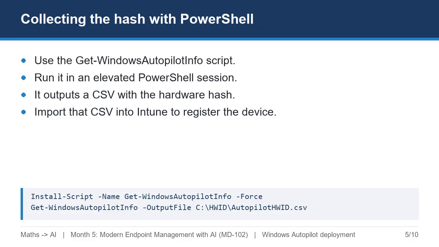Here's how you grab the hash yourself. In an elevated PowerShell window, you install the script called Get-WindowsAutopilotInfo, then run it with an output file parameter pointing to a CSV. The script writes the hardware hash into that CSV file. You then upload the CSV into Intune, and the device shows up as an Autopilot device, ready to be assigned a profile.